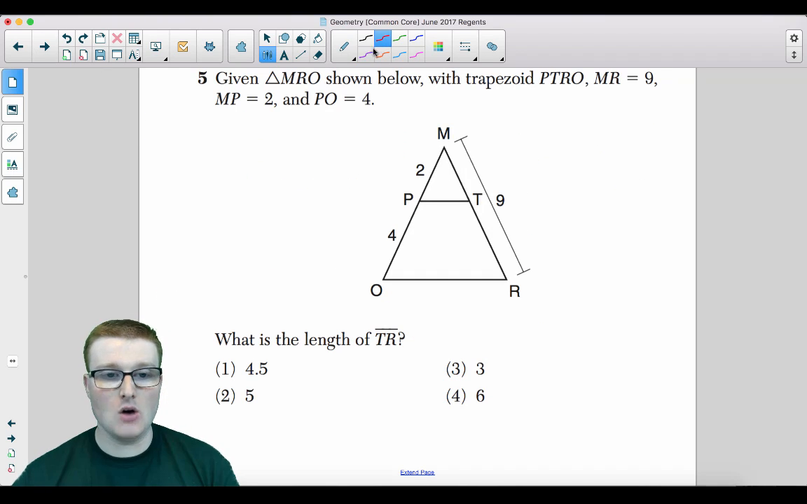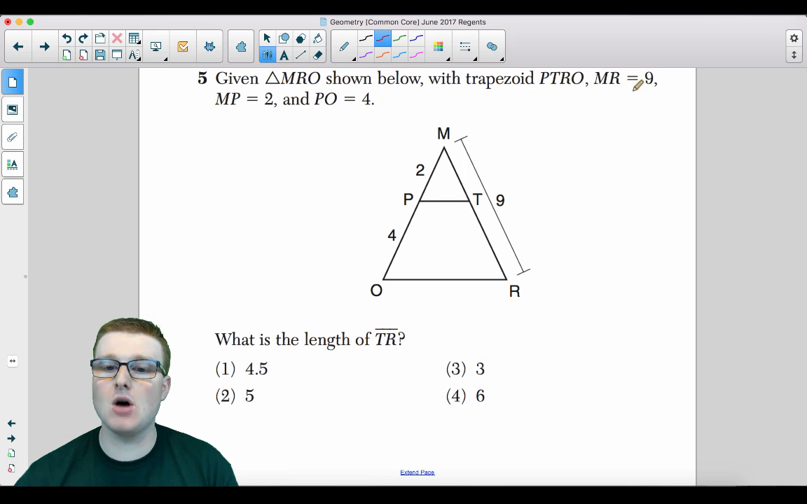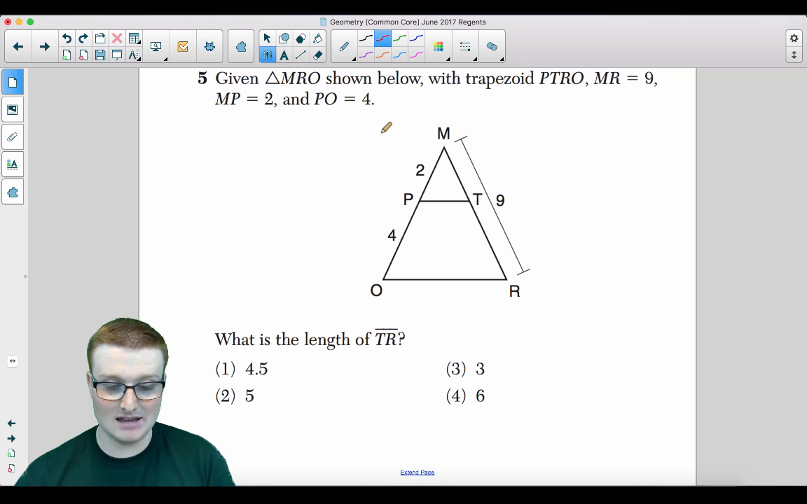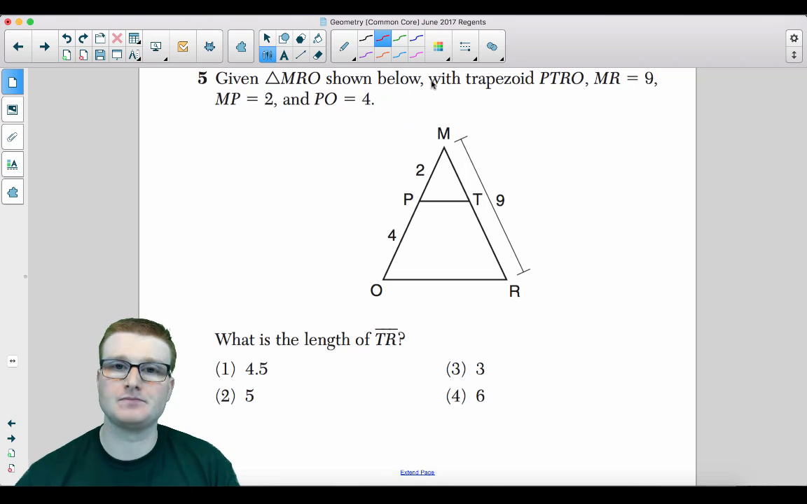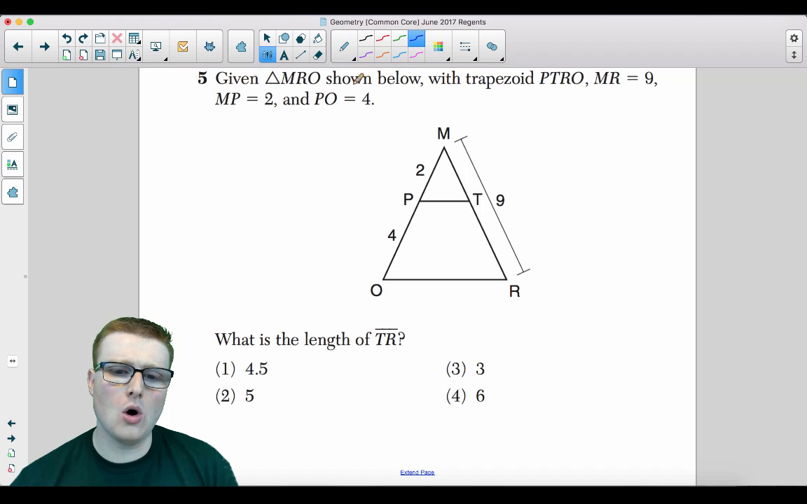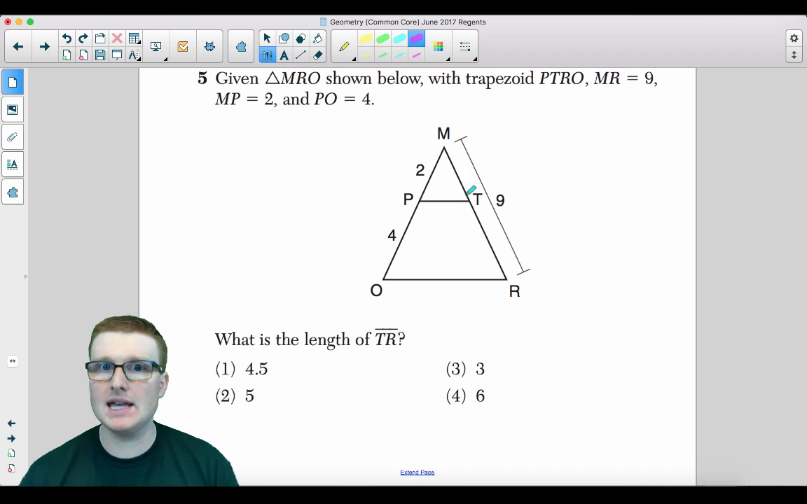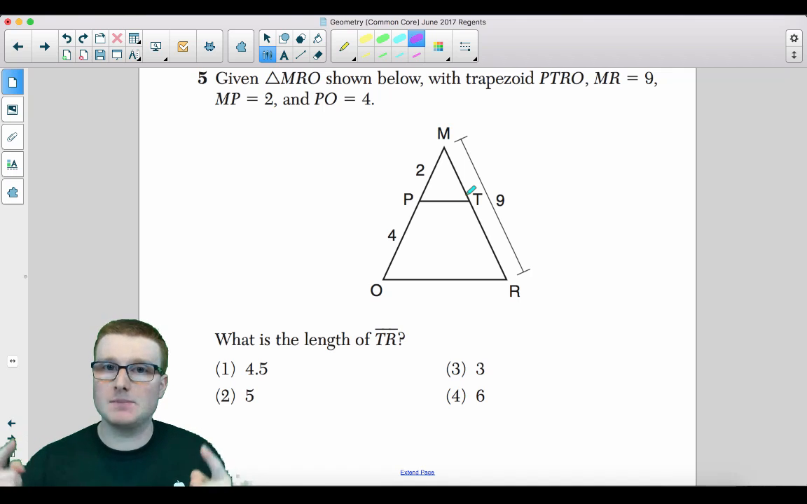Number 5. Given triangle MRO shown below with trapezoid PTRO, MR is 9, MP is 2, PO is 4. What is the length of TR? So what we need to do is find a relationship between these two triangles to set something in proportion. But why am I setting it in proportion? They never told us that these two triangles are similar, and we all know that in order to set up a proportion, the triangles need to be similar.